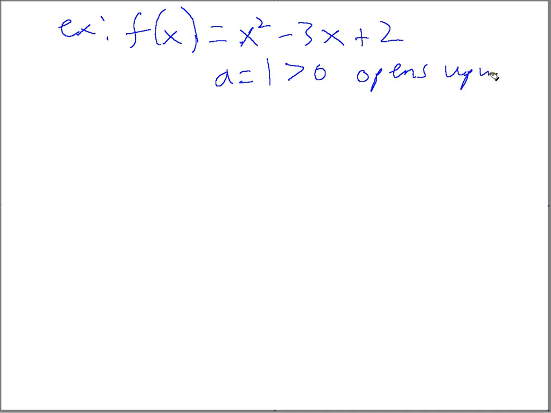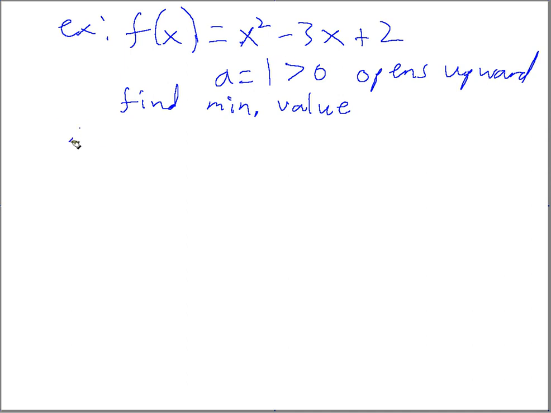The parabola opens upward. That means what? We don't have a maximum because it opens up, but we do have a minimum. So I'll say find the minimum. Let's find the minimum value, or the minimum function value, right? But again, that's just finding the y-coordinate of the vertex for this quadratic function.